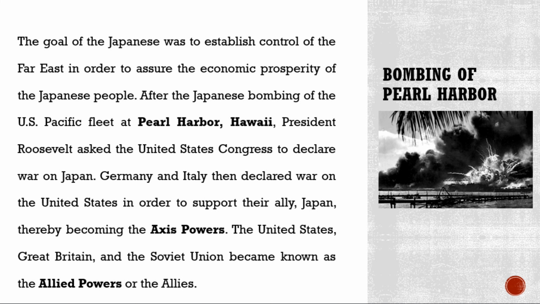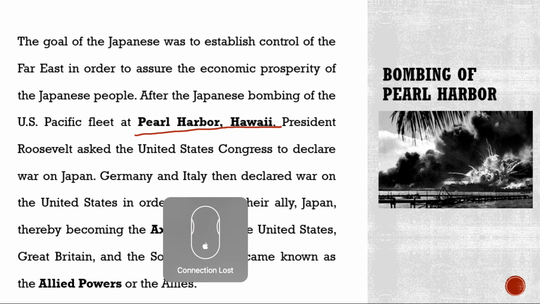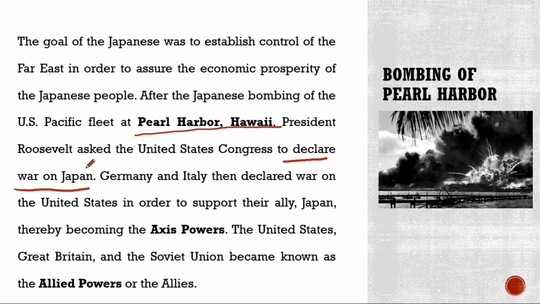Bombing of Pearl Harbor. The goal of the Japanese was to establish control of the Far East in order to assure the economic prosperity of the Japanese people. After the bombing of the U.S. Pacific Fleet at Pearl Harbor, Hawaii, President Roosevelt asked the United States Congress to declare war on Japan. So we declared war on Japan, and just Japan, not Germany. Then Germany and Italy declared war on the United States in order to support their ally.